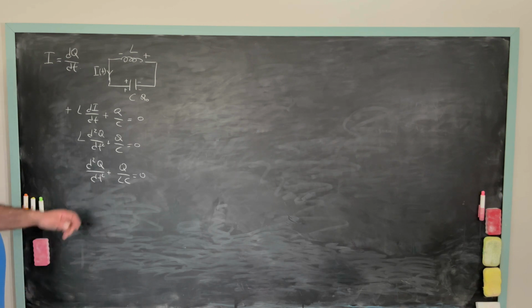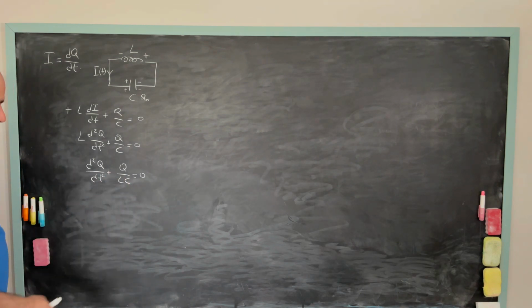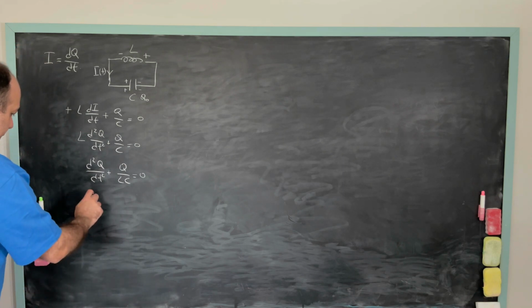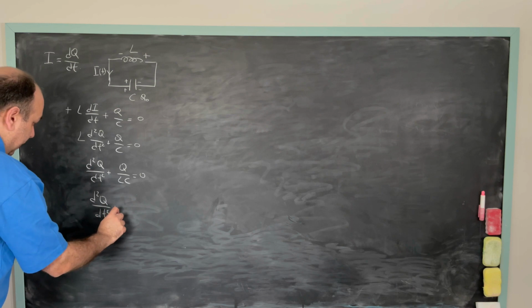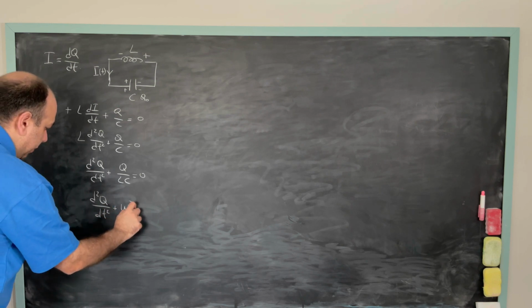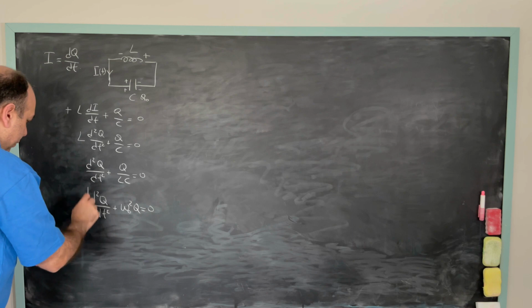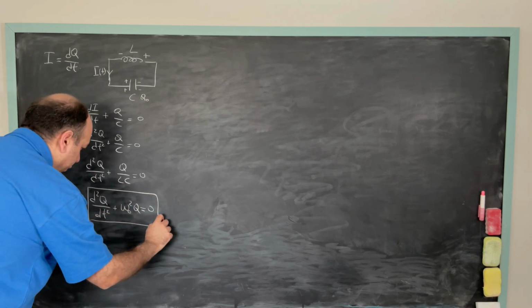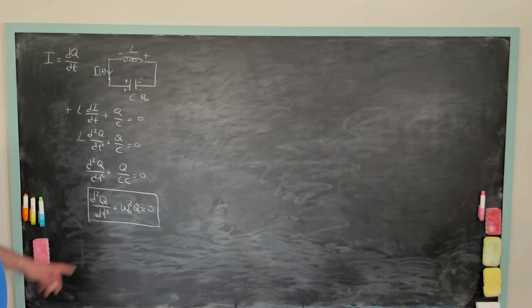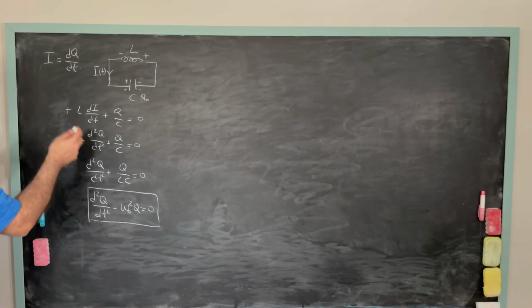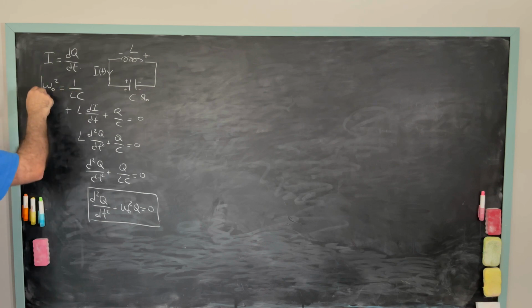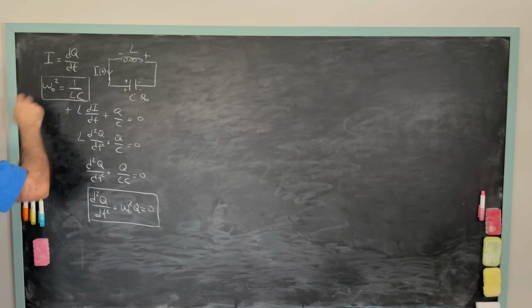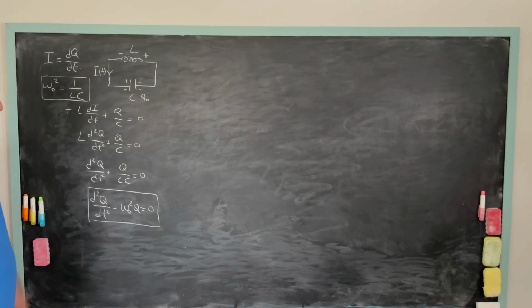At this point I'm going to define 1 over LC as another constant. The reason will be clear later. We will call it omega naught squared, so we have d squared q over dt squared plus omega naught squared q is equal to 0. This is the differential equation I want to solve for q. Omega naught squared is defined as 1 over LC. So the next step is to solve this equation.